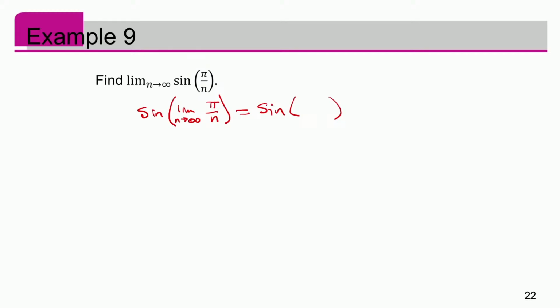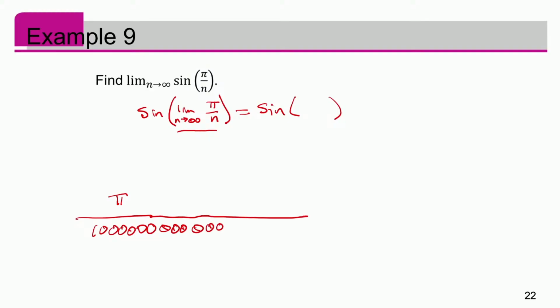So it's just a constant over n. No, we're doing a limit as n approaches infinity. So imagine putting a really big number into this. What's pi over 1,000,000? Or pi over 1 billion? Or maybe pi over a trillion. What are these getting closer to? Yeah, it goes to 0.